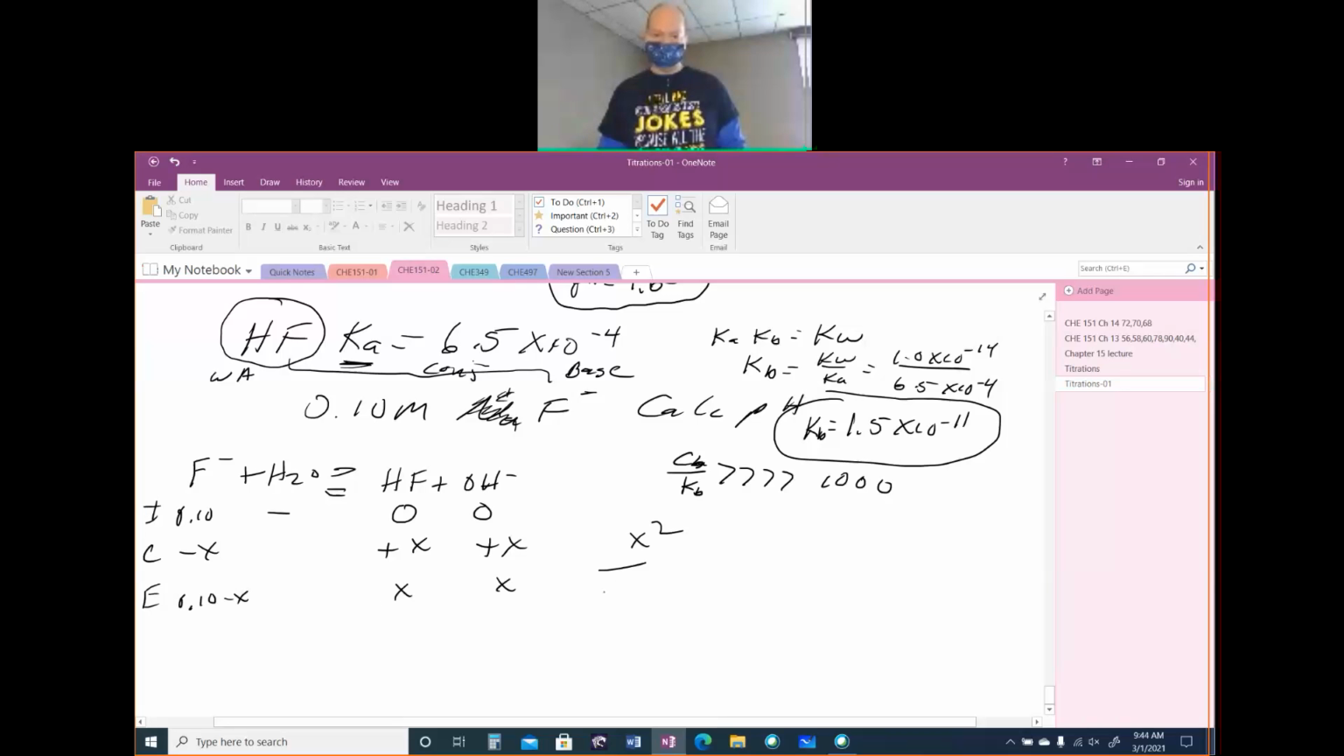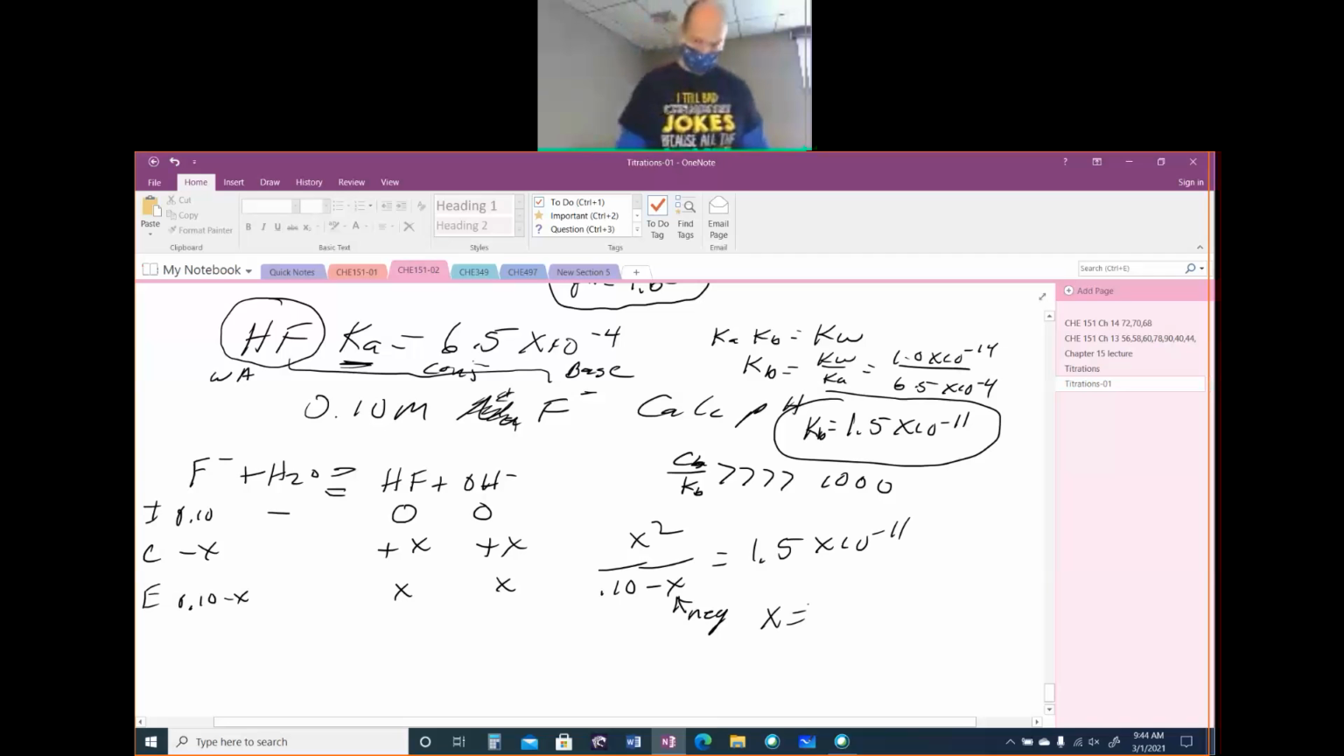So X squared over 0.10 minus X, which we will neglect and not need to check because our Cb over our Kb is tremendously greater than 1,000. And that is equal to 1.5 times 10 to the minus 11. And so your X value is 1.2 times 10 to the minus 6.